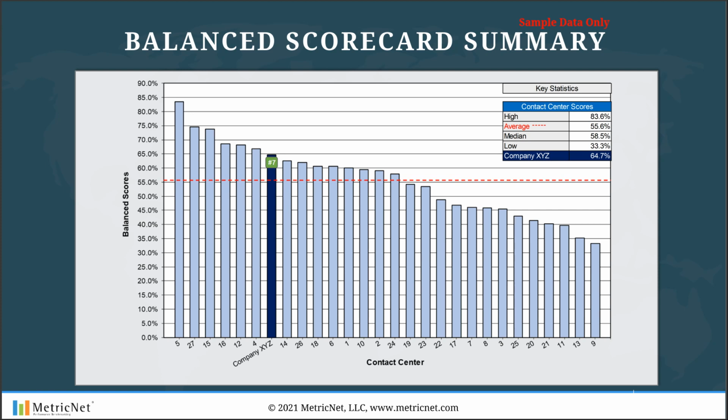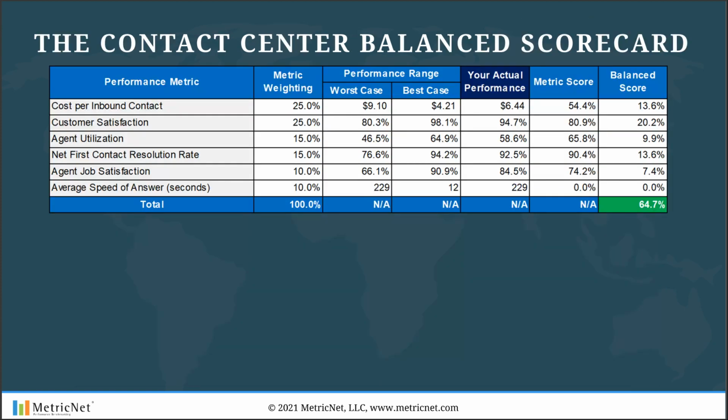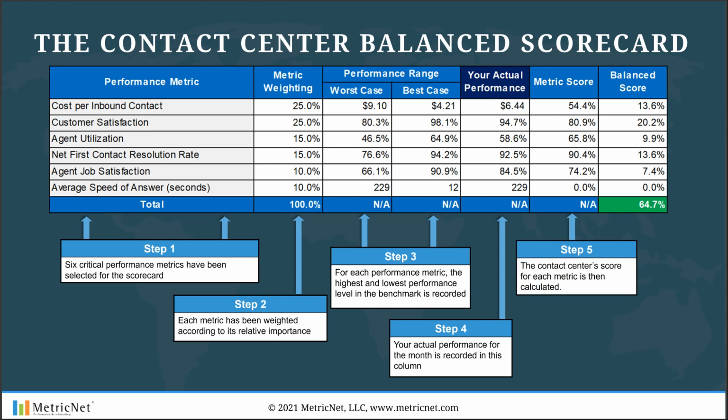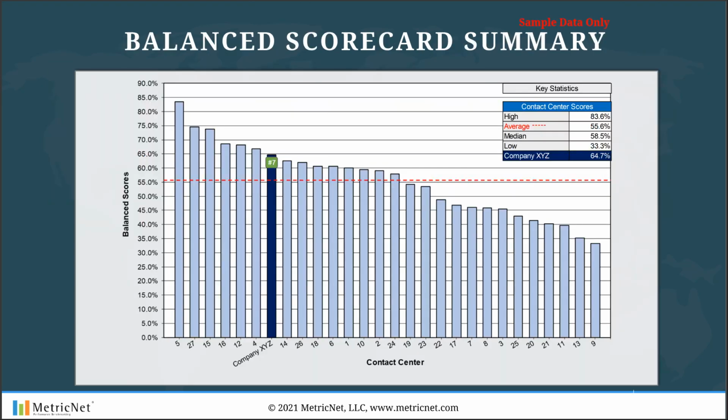Now, our client, company XYZ, scored 64.7%. You can see that number back on the prior page, lower right-hand corner, green cell, 64.7%. When we put that on a bar chart, as we do on this page right here, you can see they were in 7th place out of 27 companies in this benchmarking peer group.